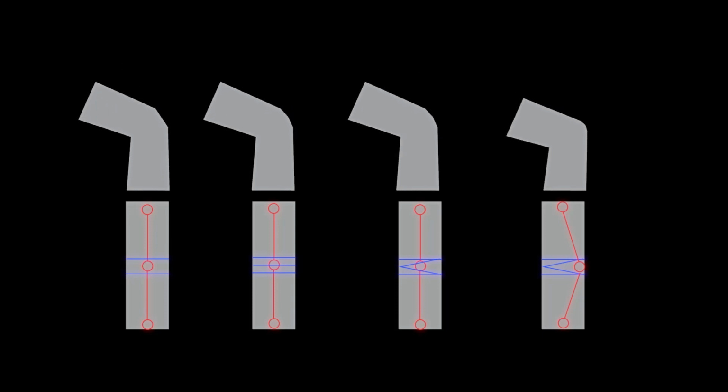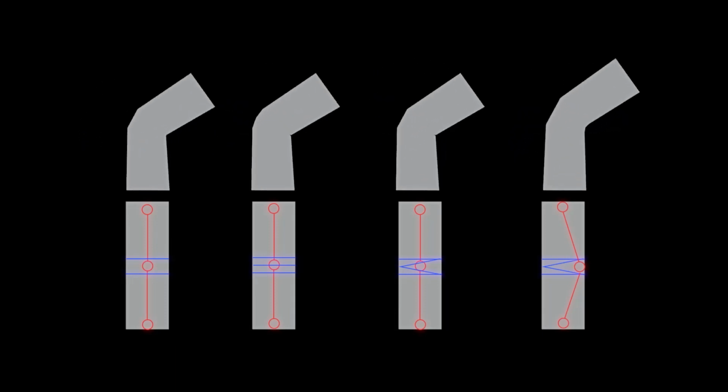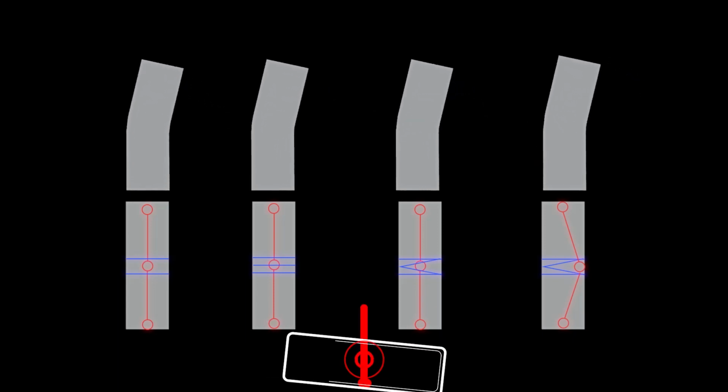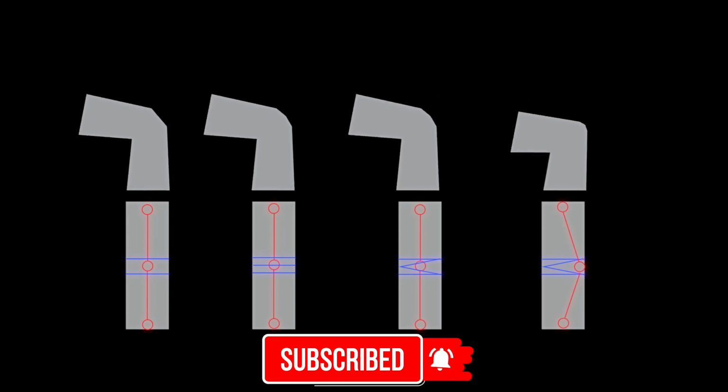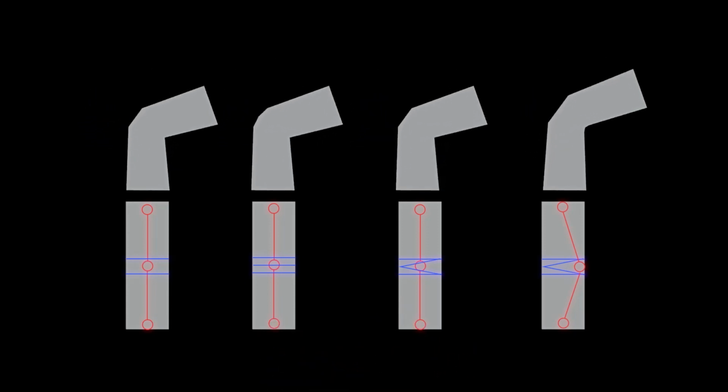Before you rig your character, it's very important to make sure that it has the correct topology. Here are 4 common ways of handling areas that bend. Some of them, as you see, bend slightly better than others. I generally go with the second and third approach.